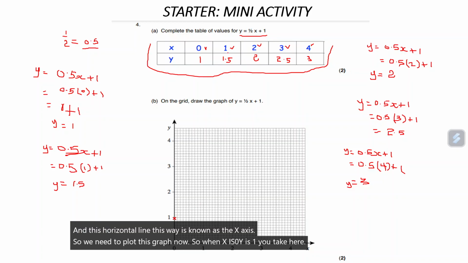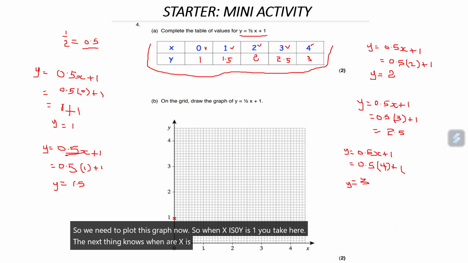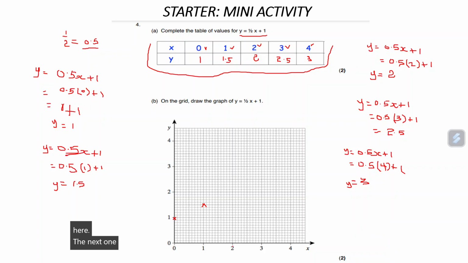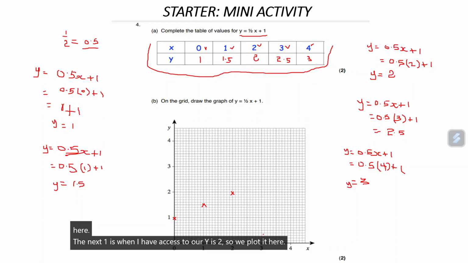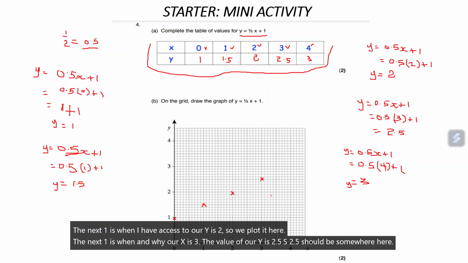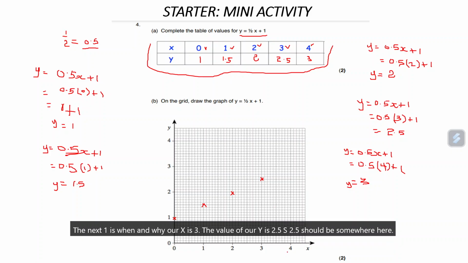The next thing is when our x is 1, our value of y is 1.5. 1.5 should be somewhere here. The next one is when our x is 2, our y is 2, so we plot it here. The next one is when our x is 3, the value of our y is 2.5. So 2.5 should be somewhere here. Then the last one is when our x is 4, our y is 3.